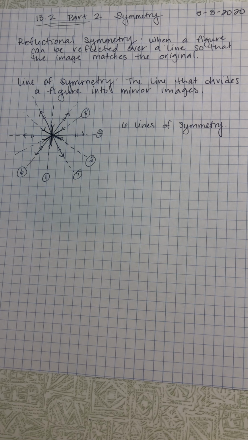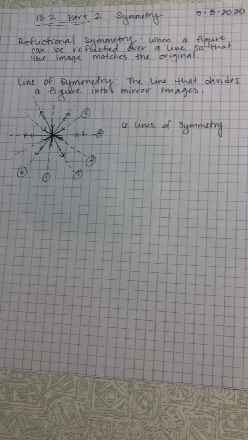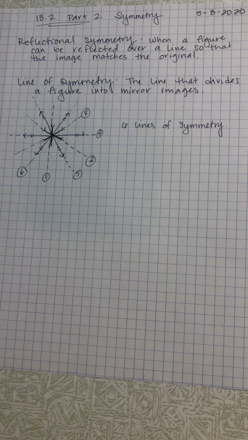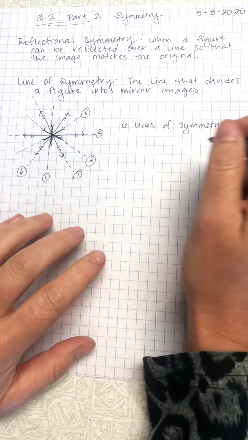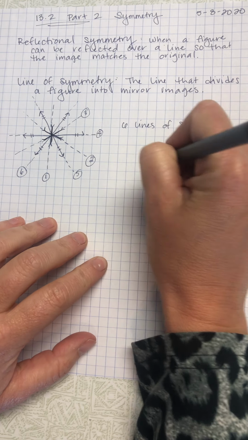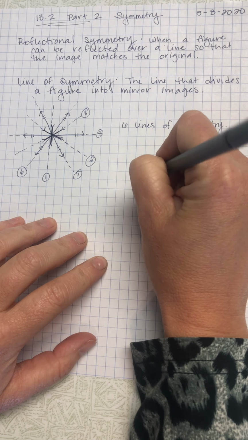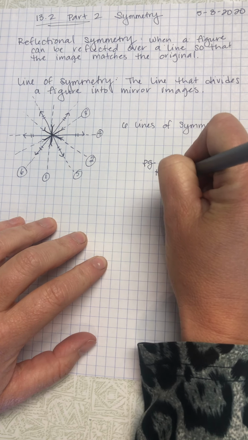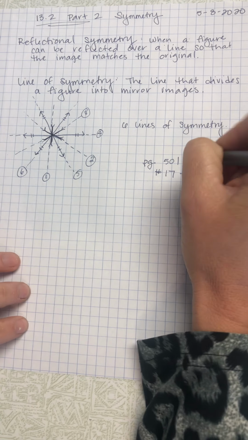That's it for your notes. Your homework tonight comes from the book on page 501. The numbers are 17 through 19. Draw the figures.